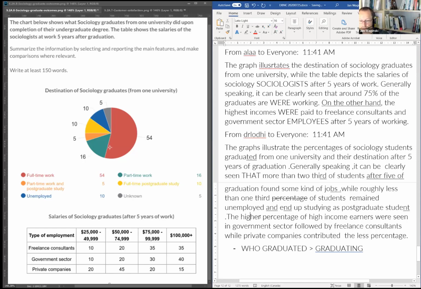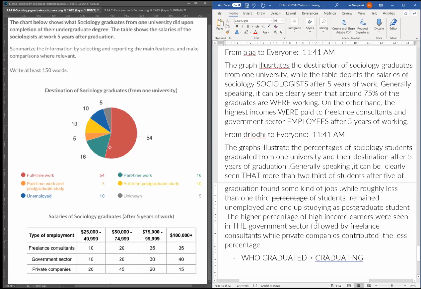The highest percentage of high income earners was seen... It's not "earners were seen," it's "percentage was seen," right? Same kind of thing we saw at the beginning of class. In the government sector, followed by freelance. Be careful in terms of switching between the sector and the people.